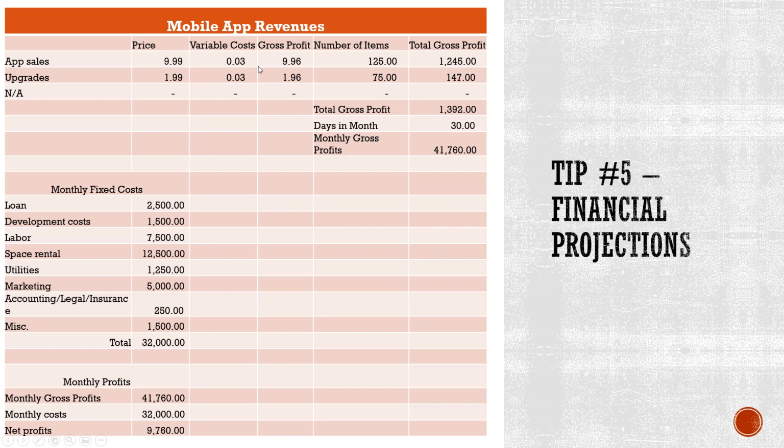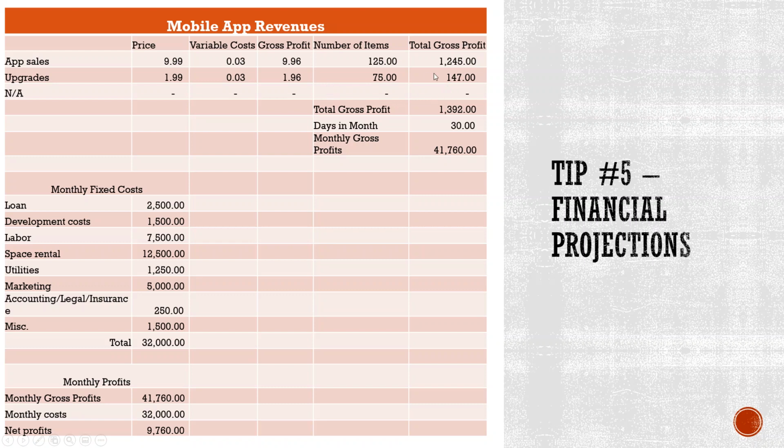Next, you're going to subtract your variable cost from your sales price, and that's going to give you your gross profit. Finally, you're going to multiply your gross profit, whatever that may be, by the number of downloads you're going to have on a daily basis. So in this example, we expect 125 downloads, and the gross profit is going to be $9.96. That's going to give us a gross profit of $1,245.